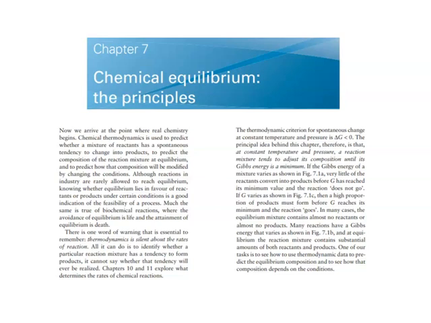Now we arrive at the point where real chemistry begins. Chemical thermodynamics is used to predict whether a mixture of reactants has a spontaneous tendency to change into products, to predict the composition of the reaction mixture at equilibrium, and to predict how that composition will be modified by changing the conditions. Although reactions in industry are rarely allowed to reach equilibrium, knowing whether equilibrium lies in favor of reactants or products under certain conditions is a good indication of feasibility of a process.